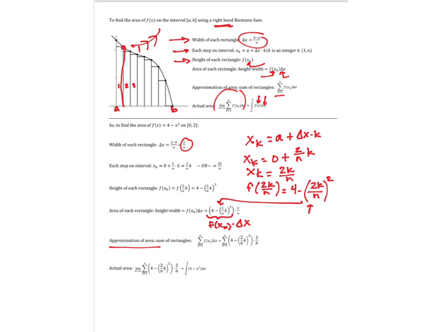Where did the 4 come from? The 4 came from the function. It was 4 minus x squared. So when we found f of x sub k, we went to our function. Our function was 4 minus x squared. And instead of x, we're putting in x sub k, which was that 2k over n.